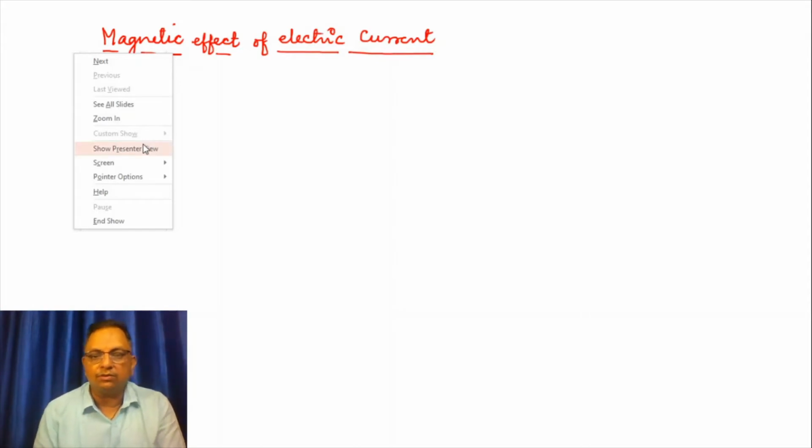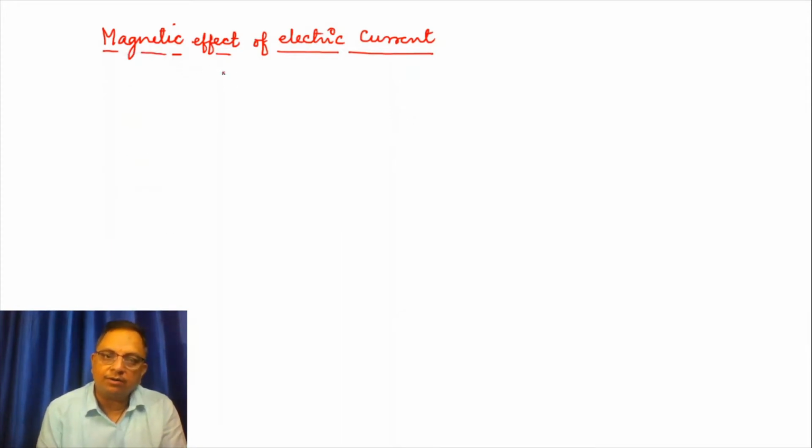We are just going through it, that is the current has magnetic behavior, and it was evaluated by Oersted experiment. What is it? Oersted experiment.